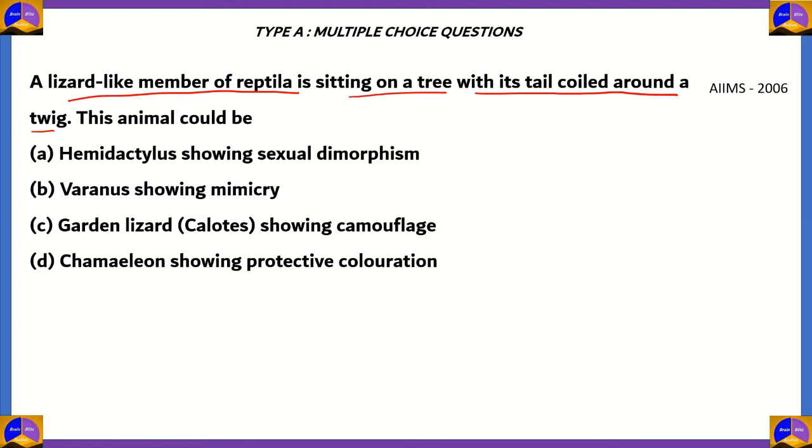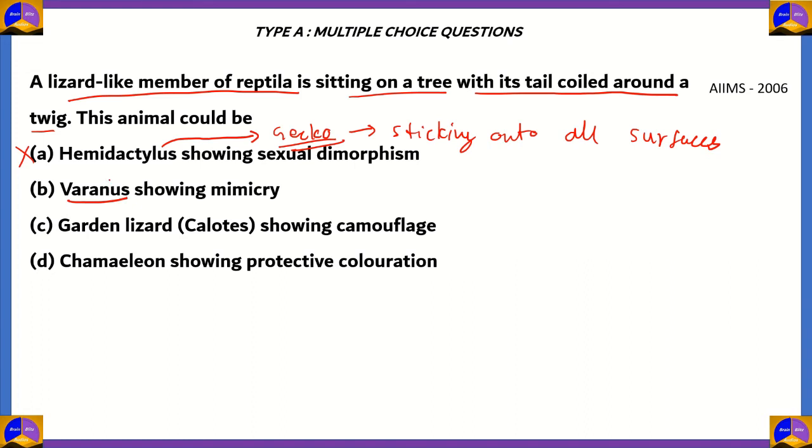So let's look at each of our options. Option A says Hemidactylus, showing sexual dimorphism. So what is Hemidactylus? Hemidactylus is the scientific name that we give for the gecko, and the gecko is best known for sticking onto all surfaces or most of the surfaces. And geckos aren't known for having their tail coiled around a twig and sitting on a tree, so therefore option A is incorrect. Option B, Varanus showing mimicry.